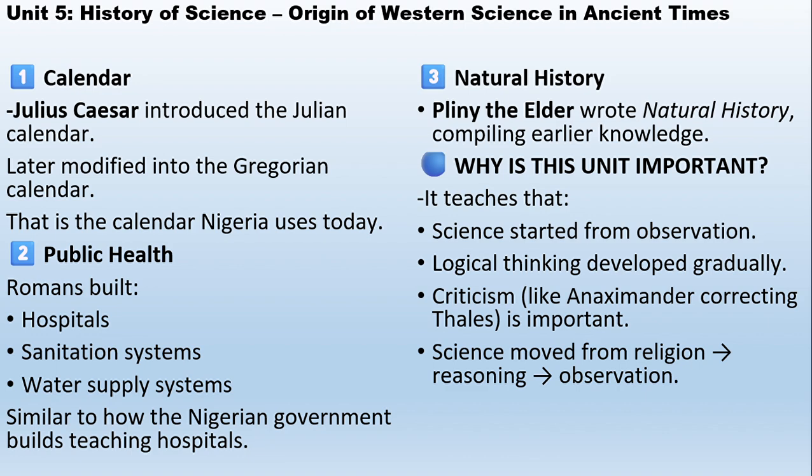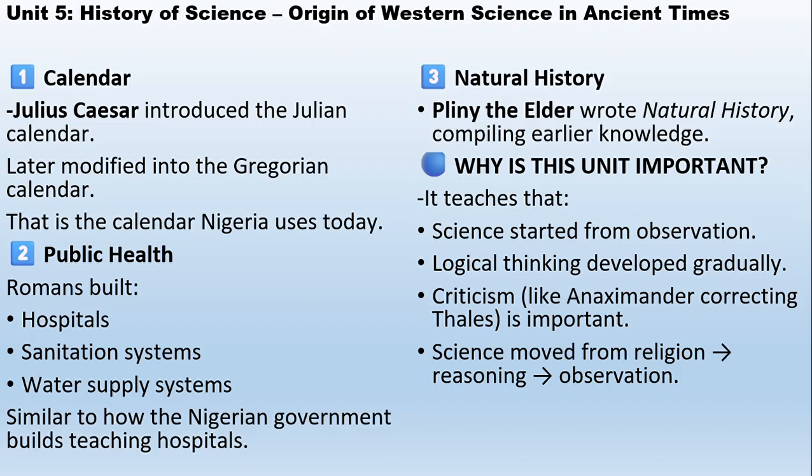If you look at ancient Egypt, there was nothing like logical thinking there. It was not until they got to the Greek thinkers that they were able to add reasoning to it. That was when they were able to think logically. So logical thinking developed gradually.